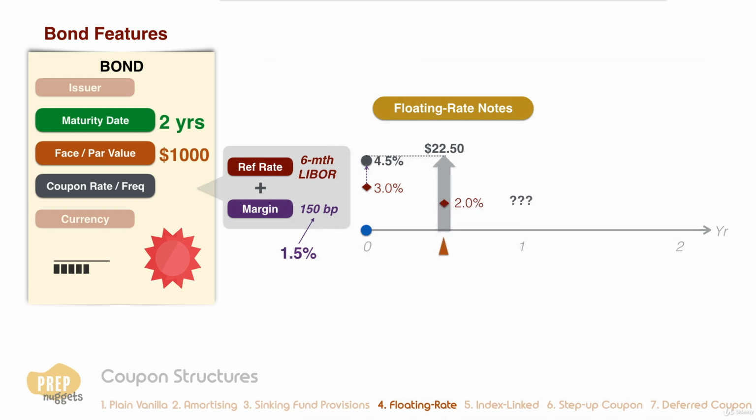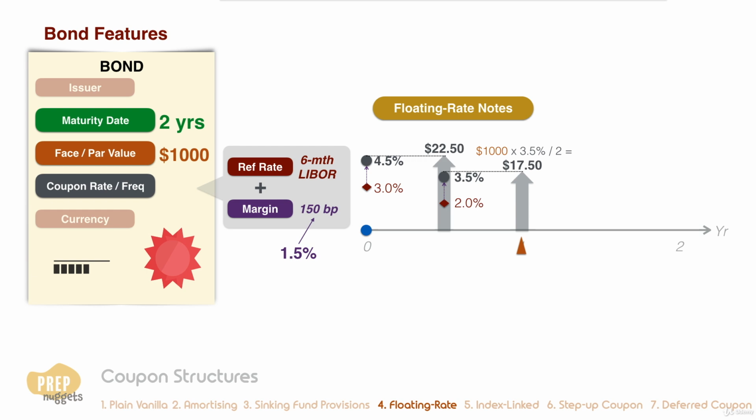And we're back. Adding the interest margin of 1.5%, the coupon rate to be applied is 3.5%. Dividing by 2 and multiplying by the principal of $1,000, the coupon payment at the 1-year mark should be $17.50. So you get the idea.